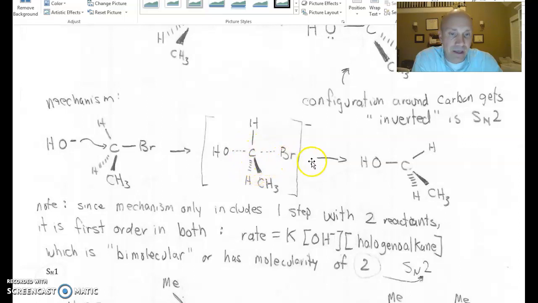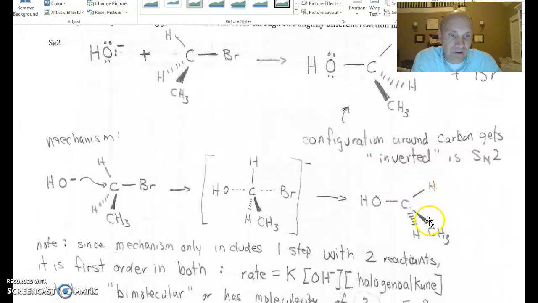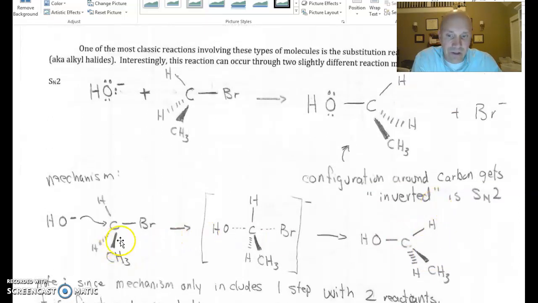As this progresses, this bond is going to completely form, whereas this bond is eventually going to get broken. And when that happens, notice you get inversion of that stereochemistry. These bonds that were going to the left-hand side are now going to the right-hand side.